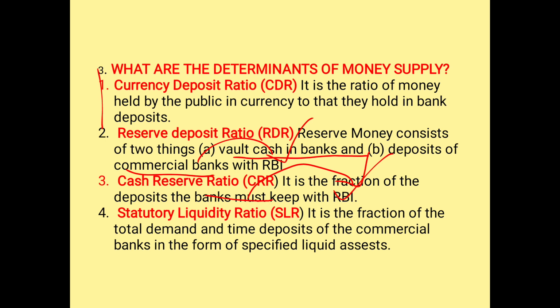The next one is the statutory liquidity ratio. It's nothing but the total demand and time deposits of the commercial bank held in the form of specified liquid assets. Liquidity means the cash in hand that we try to keep in our hand for unforeseen expenses. In the same way, this is how the money supply is managed.